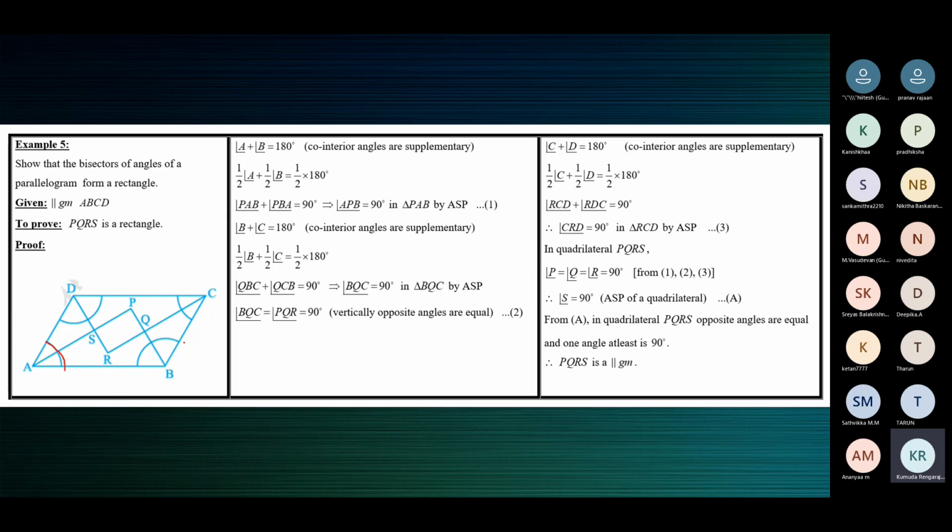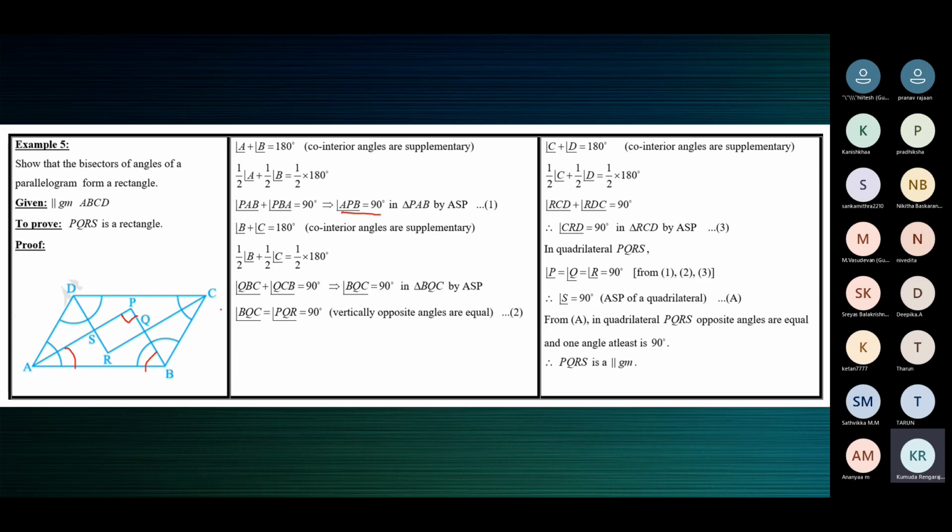Angle A plus angle B is equal to 180. Co-interior angles are supplementary. Half of angle A plus half of angle B is equal to half of 180. Half of angle A is this angle, angle PAB. Half of angle B is PBA. So PAB plus PBA is equal to 90. In triangle PAB, the sum of these two angles is equal to 90. So the third angle is 90 degrees. So like this, angle APB is 90 degrees.